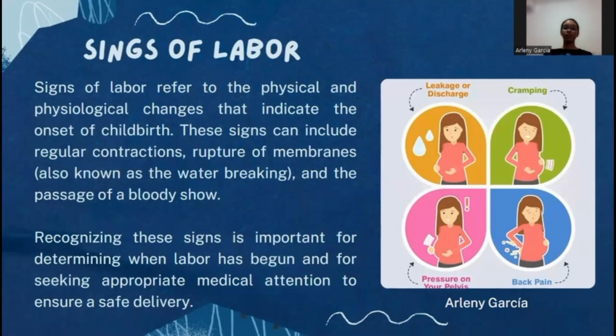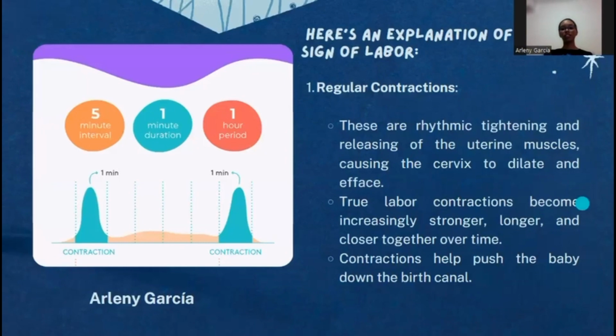Signs of labor refer to the physical and physiological changes that indicate the onset of childbirth. These signs can include regular contractions, rupture of membranes, also known as the water breaking, and the passage of the bloody show. Recognizing these signs is important for determining when labor has begun and for seeking appropriate medical attention to ensure a safe delivery. Here's an explanation of each sign of labor.